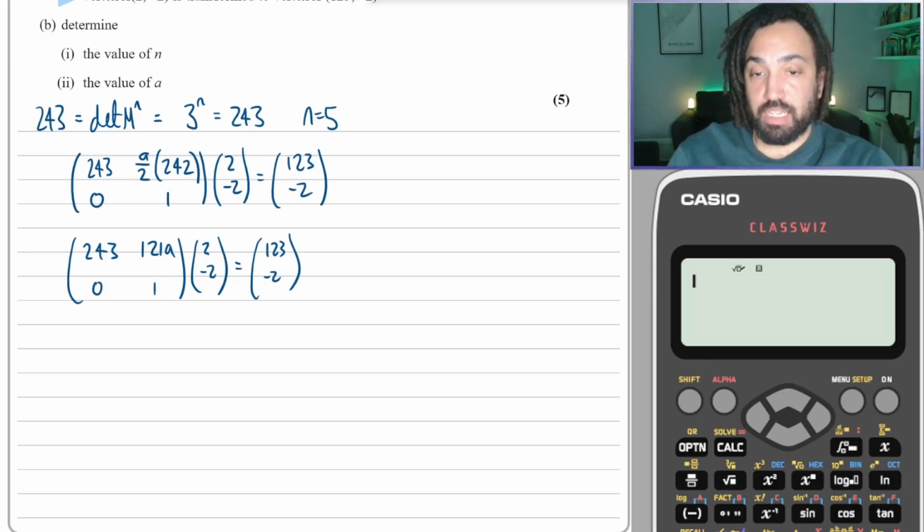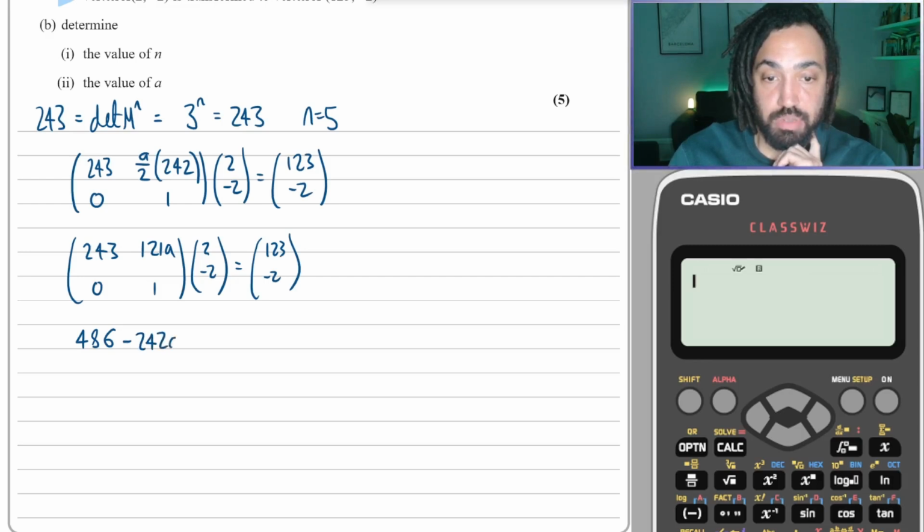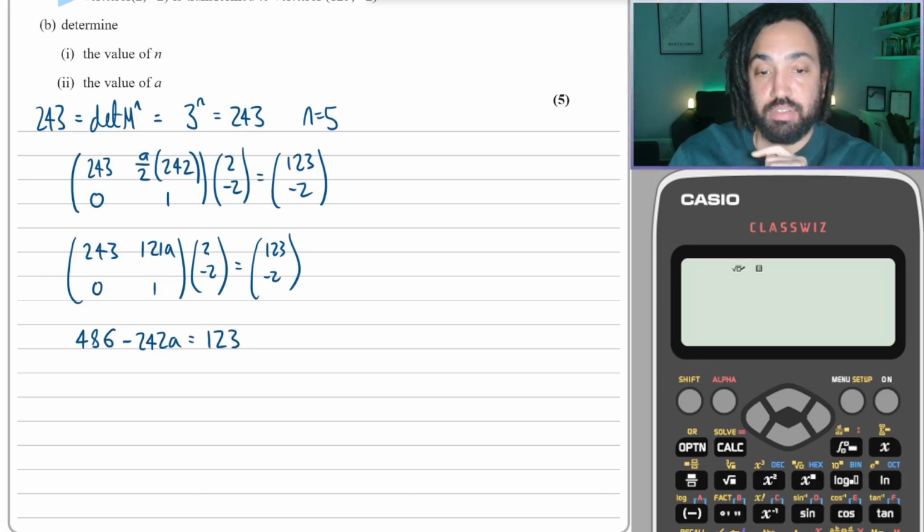Right, so multiplying the top row, so 243 times 2 is, of course, 486. And then minus 2 times 121a is minus 242a. And this is going to equal 123. There we go. Right, we can solve for a now.